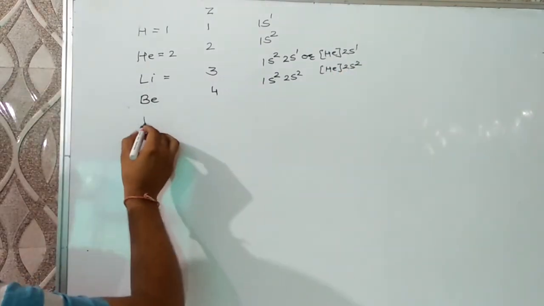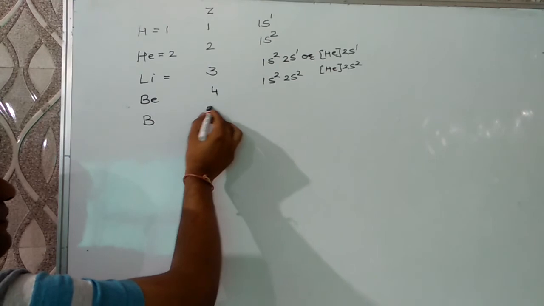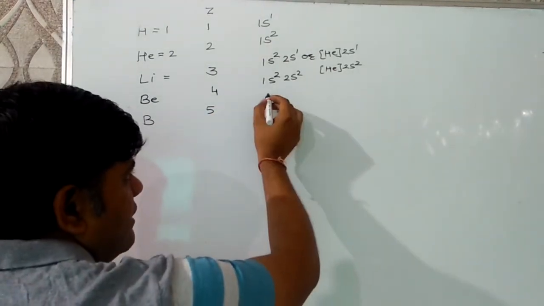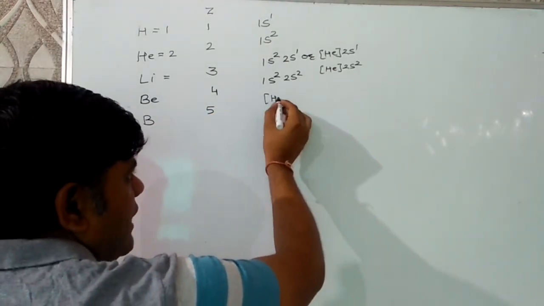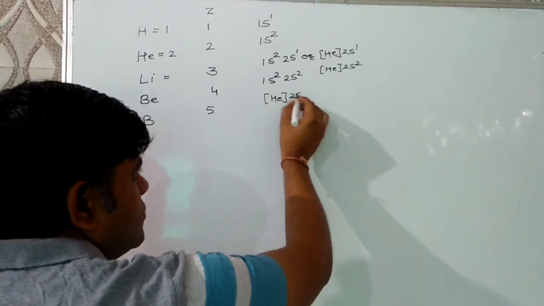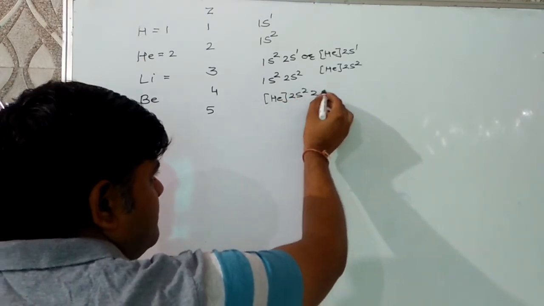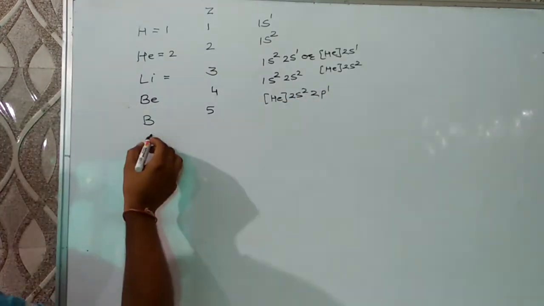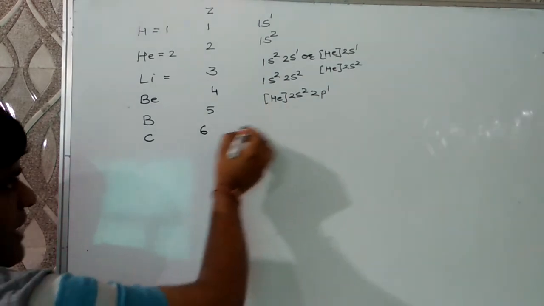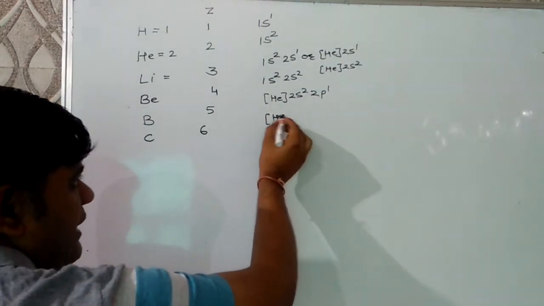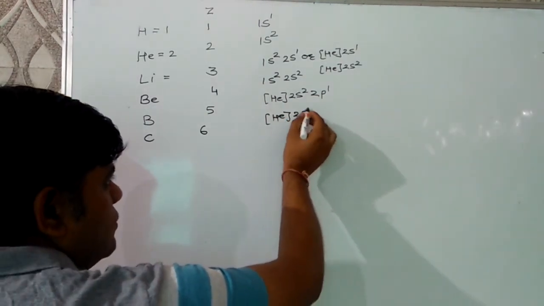Next the element is boron. Atomic number is 5. I am using the noble gas core. It will be helium, 2s2, 2p1. Next one is carbon. Atomic number 6, it will be helium 2s2 2p2.